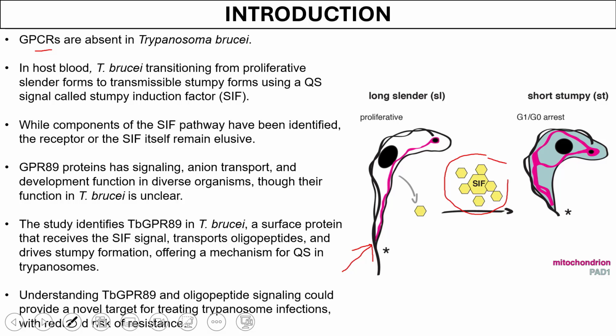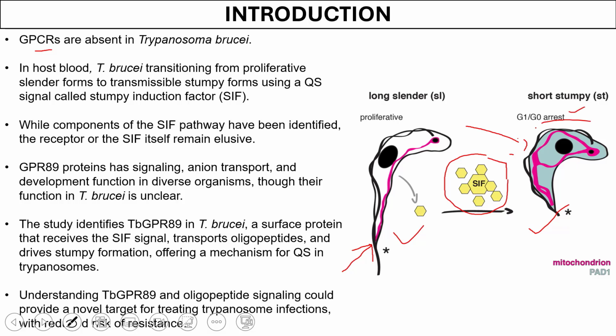It can be coming from the host, it can be coming from the parasite, but there is a stumpy induction factor that induces the formation of this stumpy form. That means this long slender form differentiates into short stumpy form. The long slender becomes short stumpy. So what are the characteristic features of being stumpy?